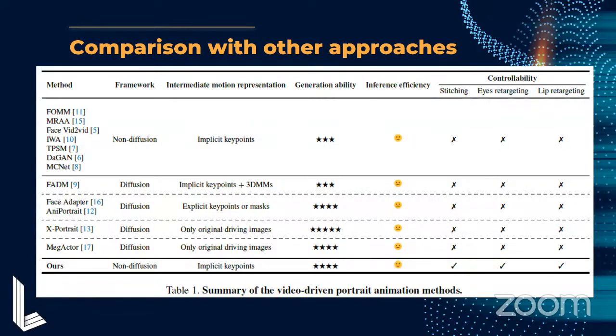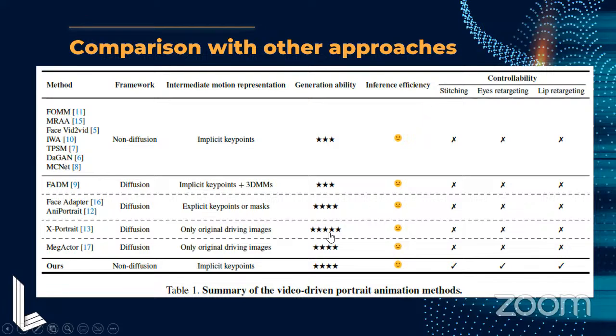So, comparison with other models. As you can see, this was cited, by the way, from the academic paper of the model. The framework that was used is a non-diffusion framework. As you can see, there were some other non-diffusion frameworks as well. But concerning the generation ability, it has 4 stars. This is how the authors rated it.